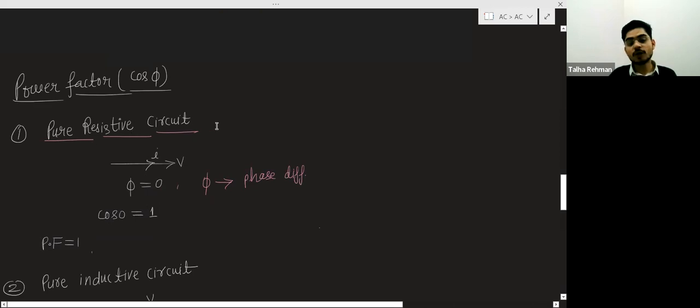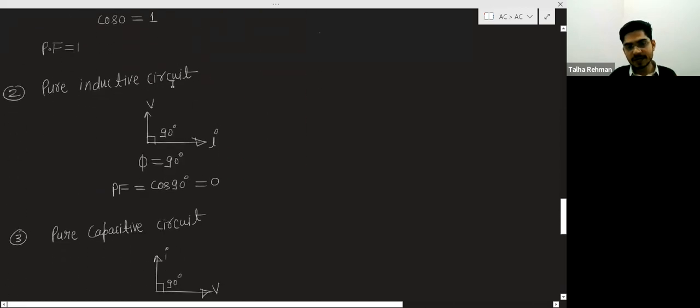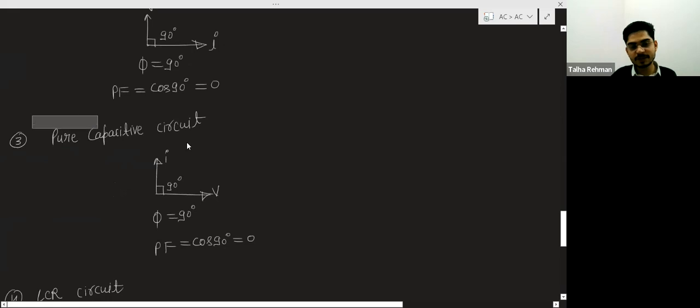Now the pure inductive circuit, what is the phase difference? 90 degrees. What is the power factor? Cos 90, 0. So in the case of a purely inductive circuit, the voltage leads the current by 90 degrees. So the phase difference is 90 degrees. What will be the power factor? Power factor will be cos phi. Phi will be 90 degrees. Cos 90 is equal to 0. The same is the case with the capacitive circuit. Here the current is leading the voltage by 90 degrees.